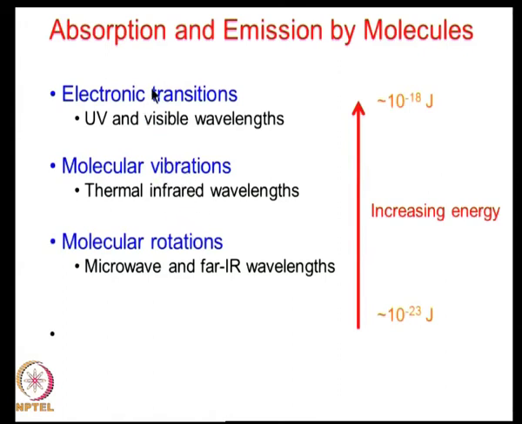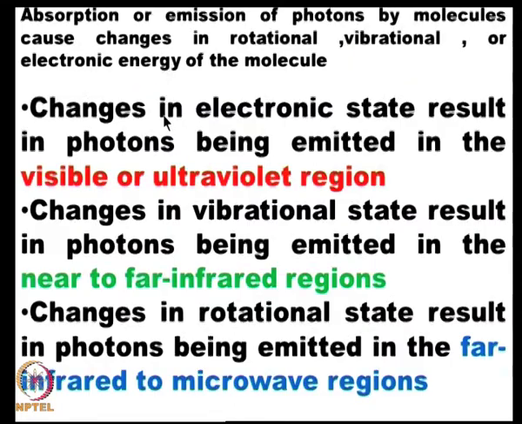And finally, if the photons are in the visible or ultraviolet, they can really induce an electron to go from the lower state to the upper state. The same thing is now stated clearly. Changes in electronic state result in photons being emitted in the visible or ultraviolet region, while changes in vibrational state cause photons to be emitted in the near to far infrared, while changes in rotation result in photons being emitted in the infrared and microwave.